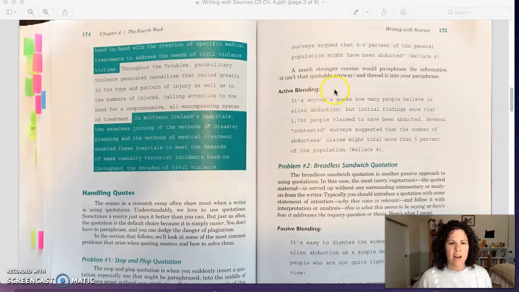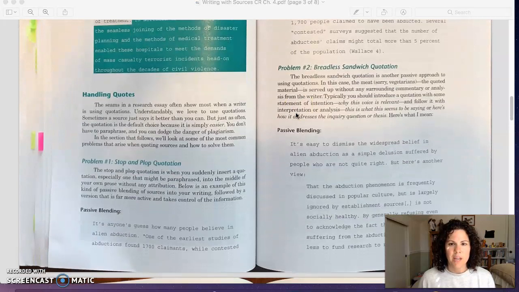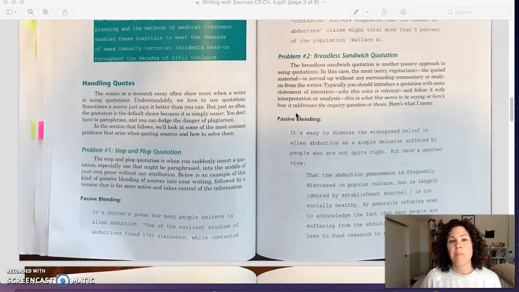So here we have some issues that happen. Problem number one: stop and blop quotations. This is when they're just dropped right in, but we don't want that. What you want is not to just drop things in, but to explain how it is.